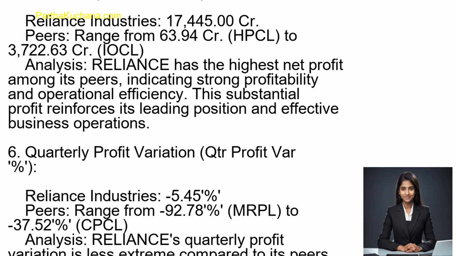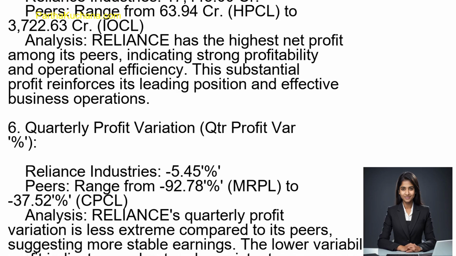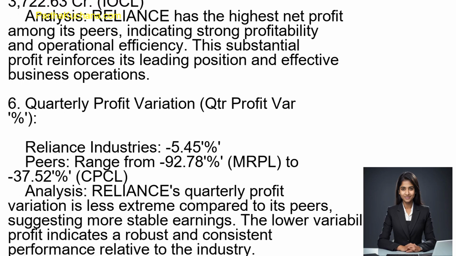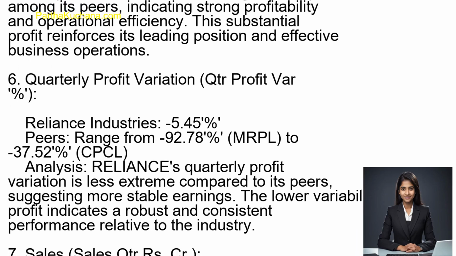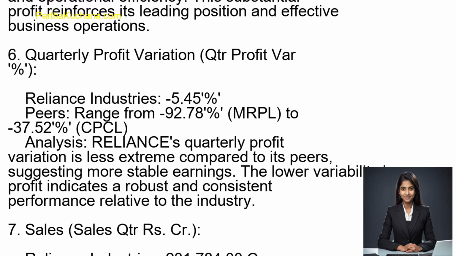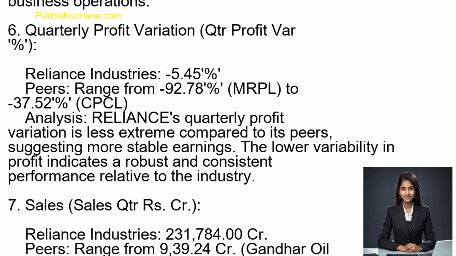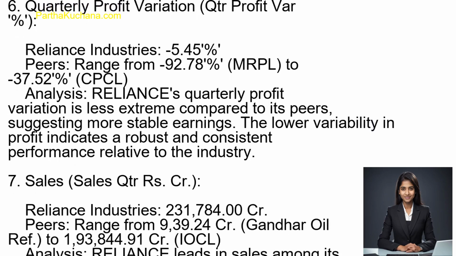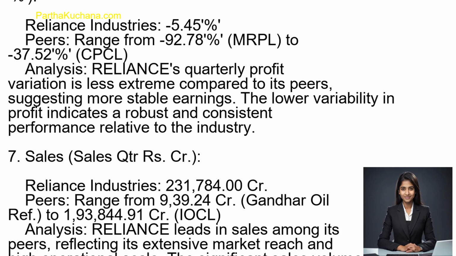4. Dividend yield, div %. Reliance Industries, 0.31%. Peers range from 0%, Gandhar Oil Ref, to 7.03%, IOCL. Analysis: Reliance has a lower dividend yield compared to most peers. This may suggest that Reliance reinvests a larger portion of its earnings into growth opportunities rather than distributing them to shareholders, which could be a strategic choice aligned with its growth objectives.